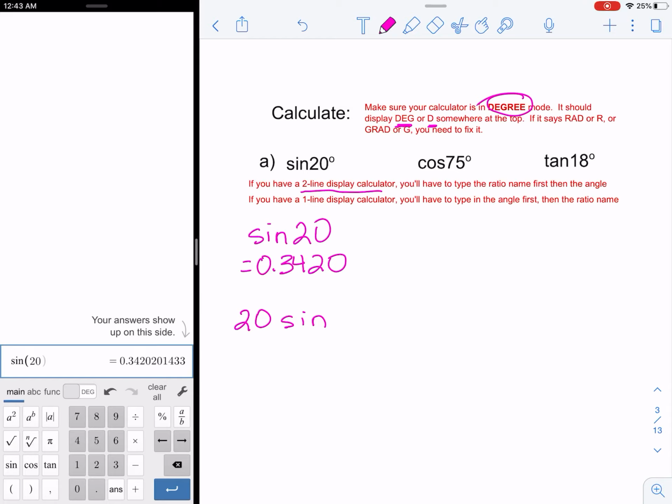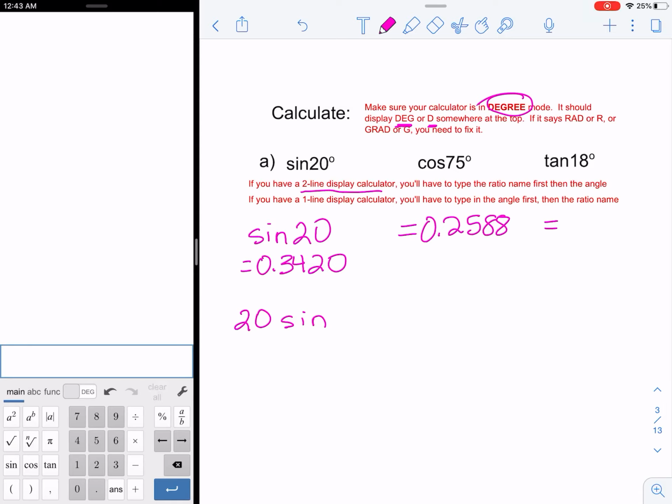So try the next two. Stop the video right now. Try the next two. Start the video again and see if you got it right. So the cosine of 75 degrees equals, so cos, I'm going to clear all, cos of 75, that equals 0.2588, rounded to 4 decimal places.